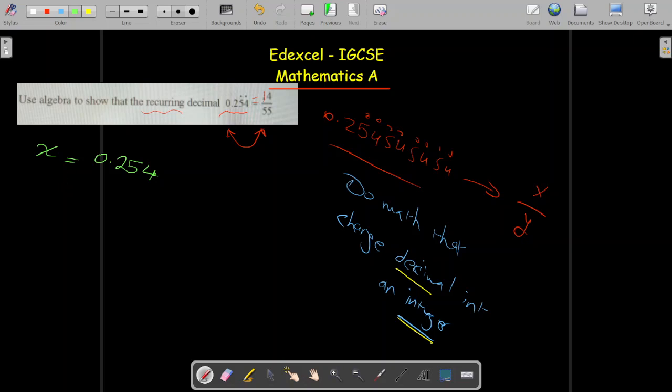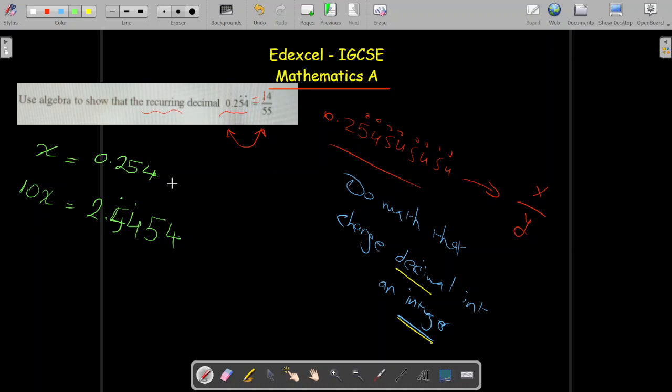So if I say that this is x, next you have to try to find the equivalent of 10x. When I say 10x, it means that my decimal is going to move to the right by one step. So it's not going to be 0.2 anymore, it's going to be 2 point what? 5, 4. And don't forget, you have an endless repeating decimal. This is the 10x.